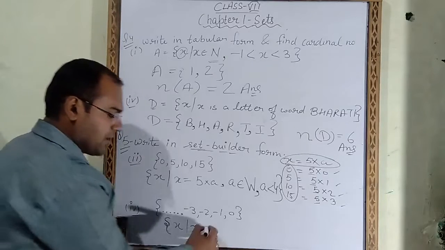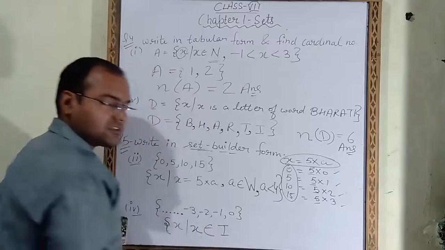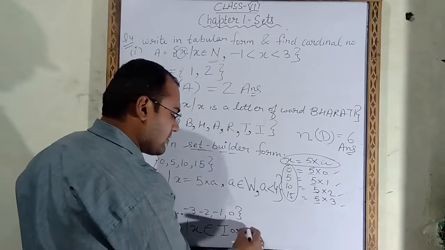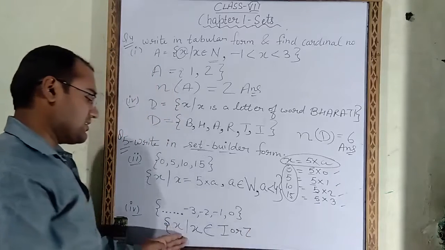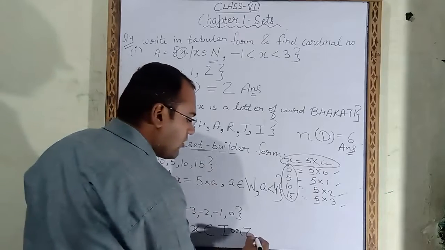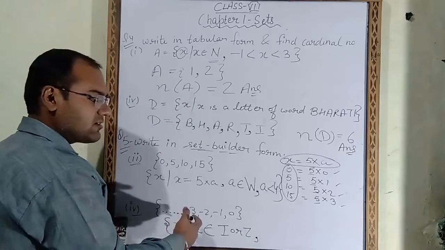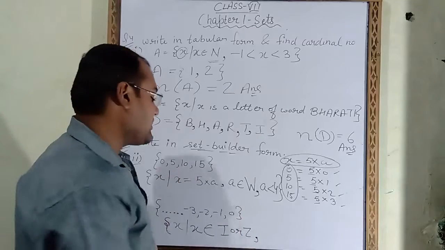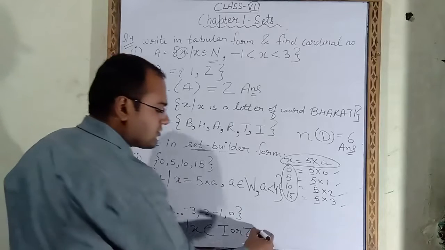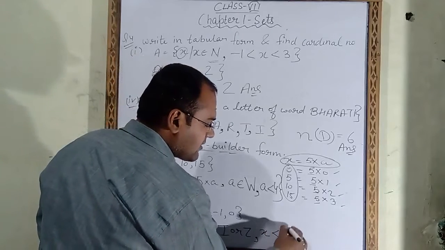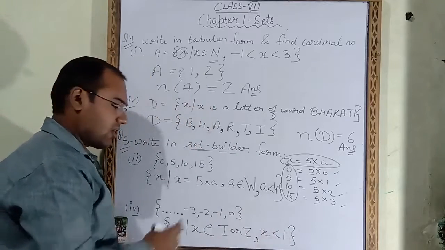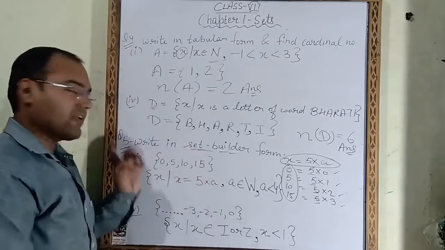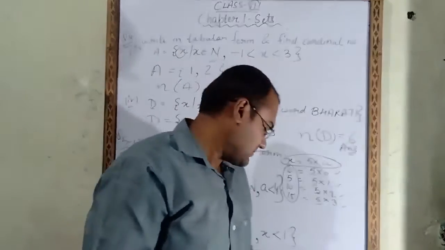x belongs to integer. Integer means capital I, or we can use capital Z also. It is not compulsory, we can use any alphabet. So x such that x belongs to integer and all these values are less than 1. After 0, what will be the next number? The next number will be 1. That means all these values are less than 1. So we will write here x is less than 1. Like this you have to do all the remaining parts of question number 5.